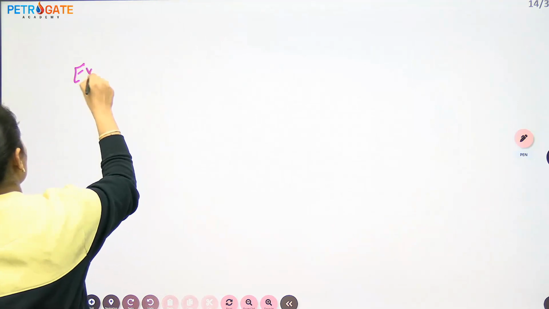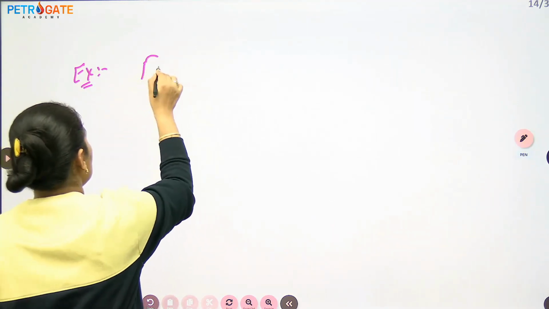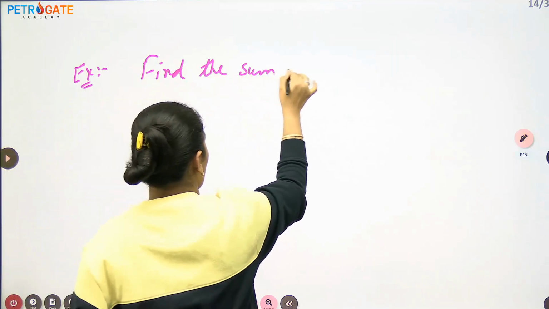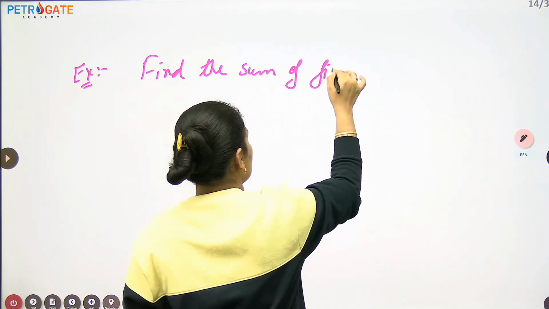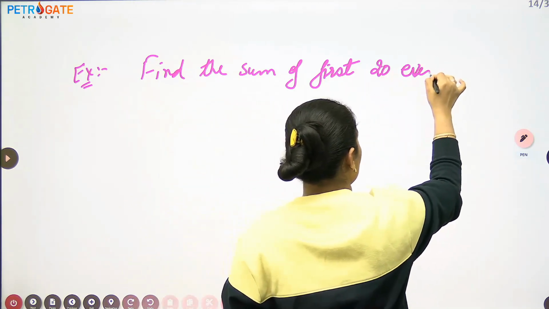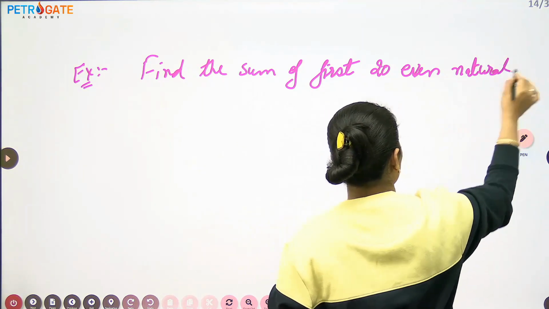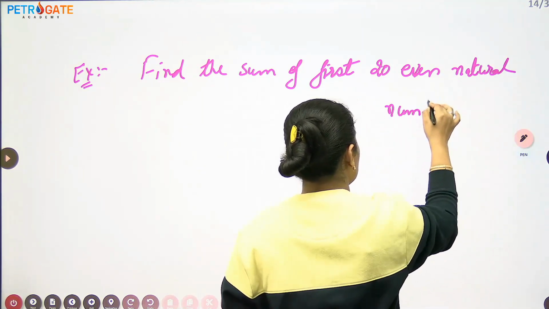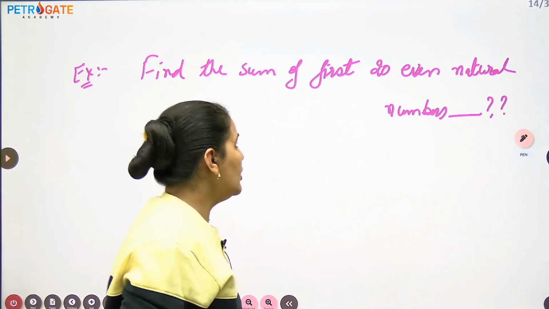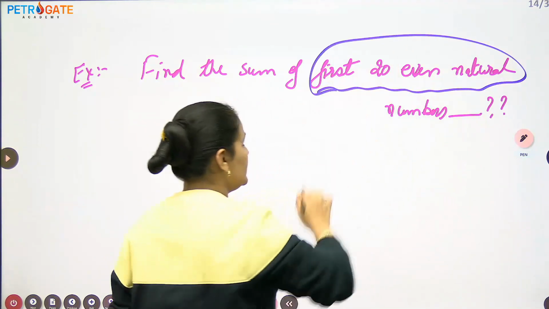Suppose I have a question: find the sum of first 20 even natural numbers. I have to find out the sum of first 20 even natural numbers. How will we deal with it? We know very well here n is what? 20. N is 20.